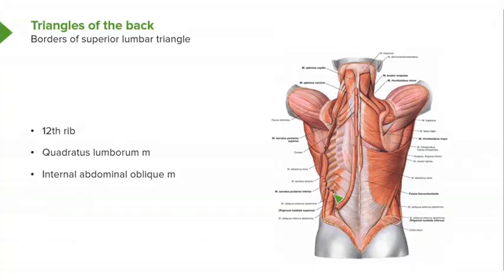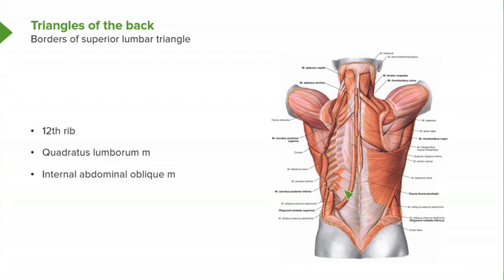But if we take a look in this image, our superior lumbar triangle is down in this area. Your 12th rib is right in through here, and the internal abdominal oblique is coursing right in through here. And what we have here are more superficial structures that are obstructing our view of the third and final border of the triangle. And that border is defined by the quadratus lumborum.